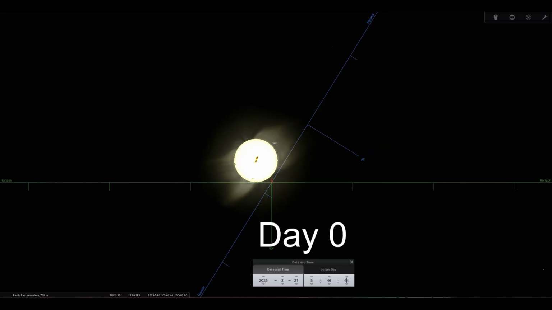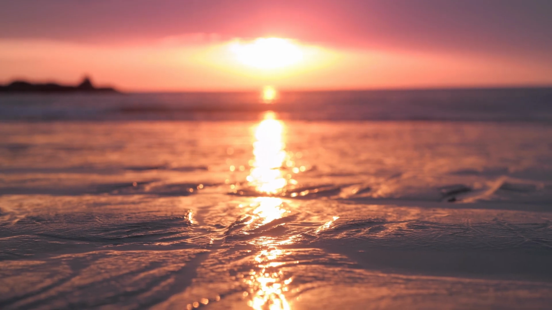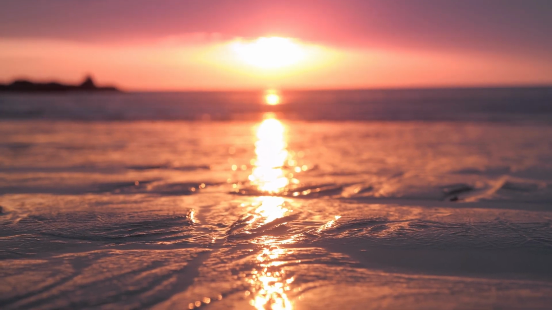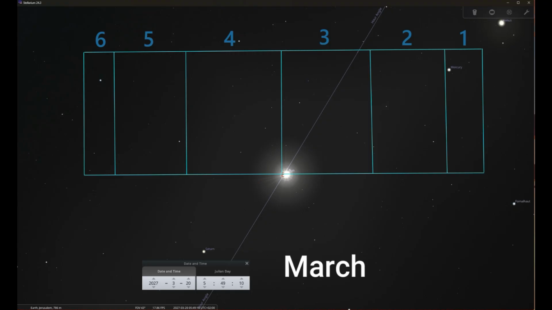But the real focus in Enoch isn't on the tilt of the earth, it's on light. Throughout the Book of Enoch, the divisions of the year are described in terms of the increasing and decreasing lengths of day and night, the divisions of light at the start and end of each month. That's the rhythm Enoch describes, the sun's position within the gates and the measurable patterns of light and darkness that mark the Creator's calendar.